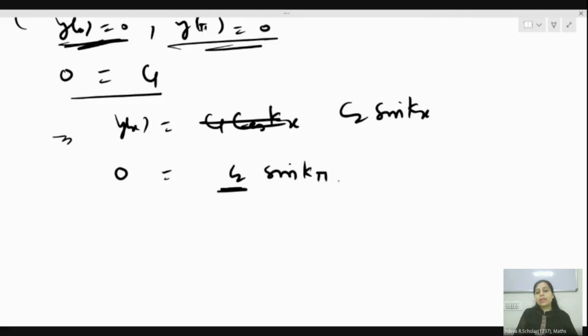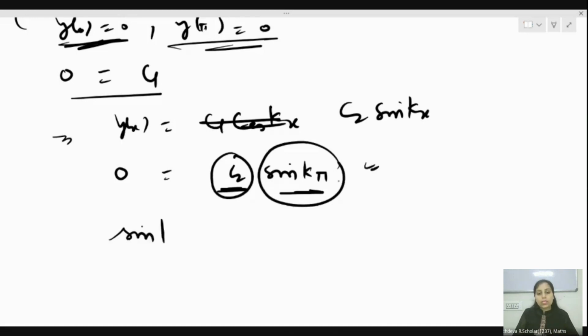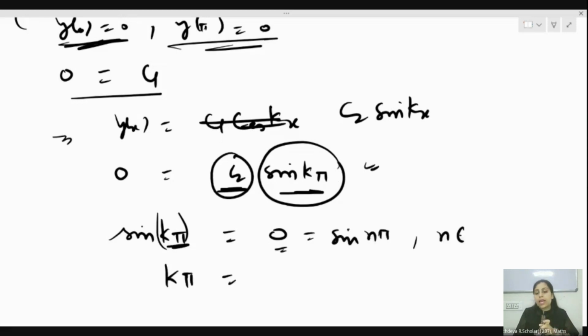Now either this can be 0 or this can be 0. If C2 is 0, then again it is a trivial solution. But we want any non-trivial solution. So here, can we make this 0? If we take sin k pi equal to 0, yes, sin is 0 at n pi. We can say this is equal to sin 0, that means sin n pi, where n belongs to any integer.